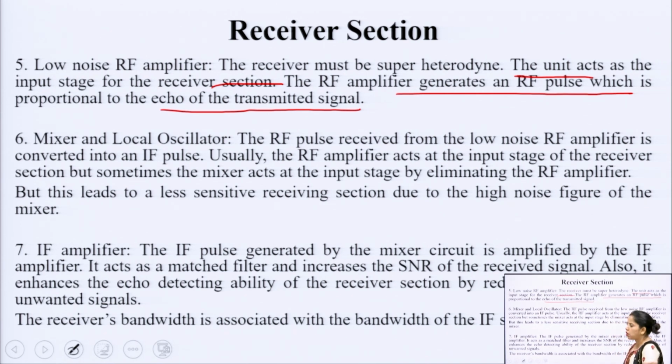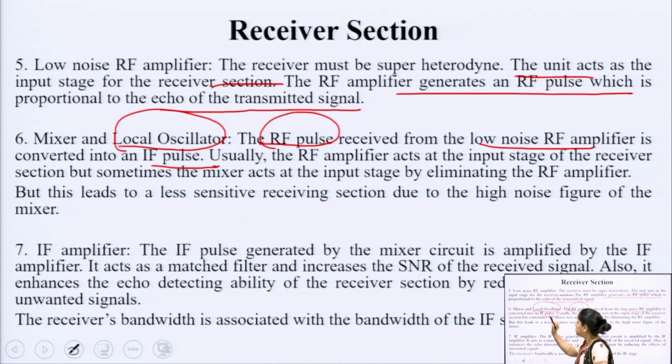Now comes the mixer and the local oscillator. The function of the mixer and the local oscillator is exactly the same as what you have already studied in the communication section, but the term here is RF pulse. The RF pulse received from the low noise amplifier is converted into the IF pulse with the help of a mixer, and for converting into the IF pulse, what do we extra require? First the incoming signal, and second, the signal from the local oscillator. So, the RF pulse is of course the incoming signal, and now we require the signal from the local oscillator. That is why both are included simultaneously.